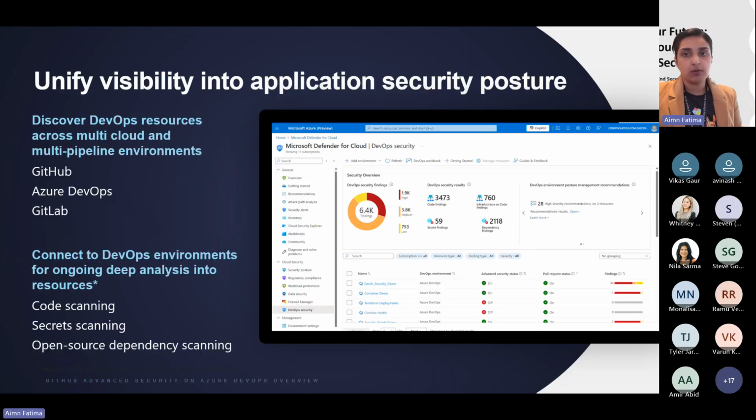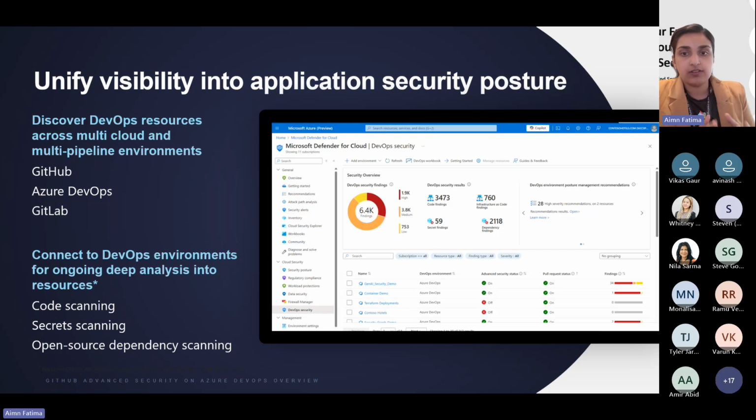Now let's talk about how we can unify visibility into your application using application security posture using Microsoft Defender for Cloud. So first of all, Defender for Cloud enables automatic discovery of DevOps assets across various platforms. So let's say you've got a DevOps pipeline in GitHub, then you've got another one in Azure DevOps, or maybe in GitLab or wherever you have them. It can discover your DevOps assets across all of these different pipelines if you connect it to Defender for Cloud.